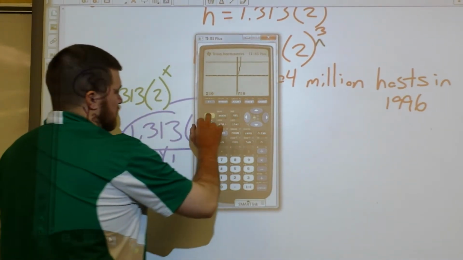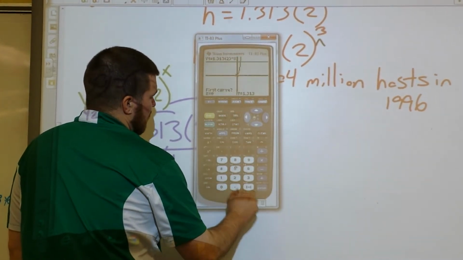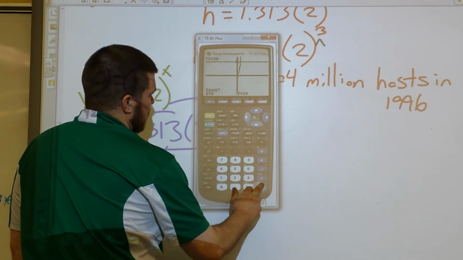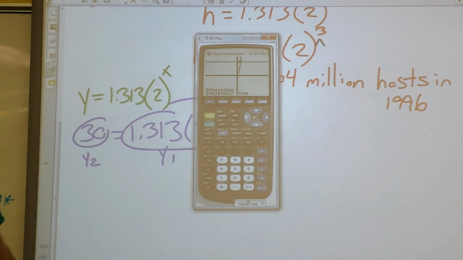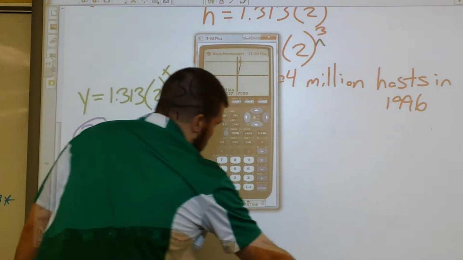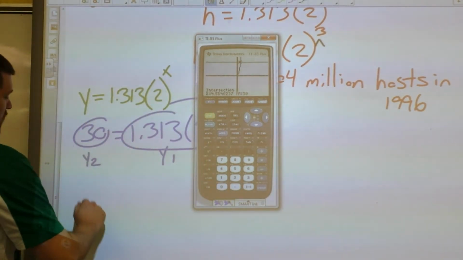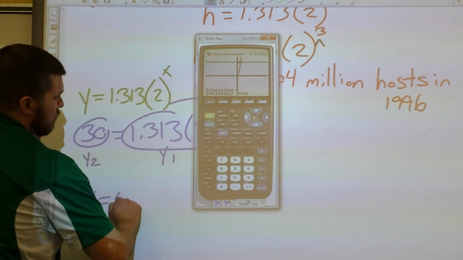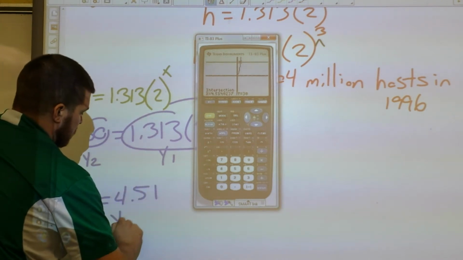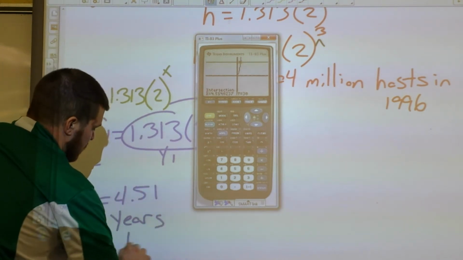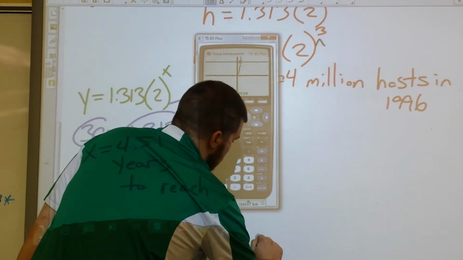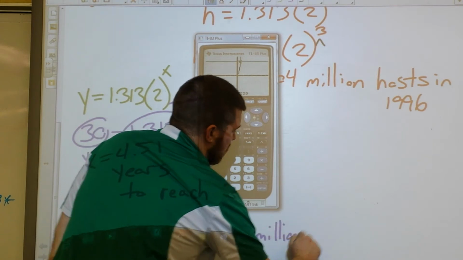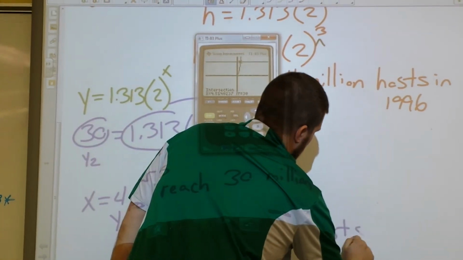So let's find that. Second calc, option 5. First curve, enter. Second curve, enter. Yes. So again, I'm solving for x. X represents time. So in this particular situation, it's going to take about 4.51 years to reach 30 million hosts.